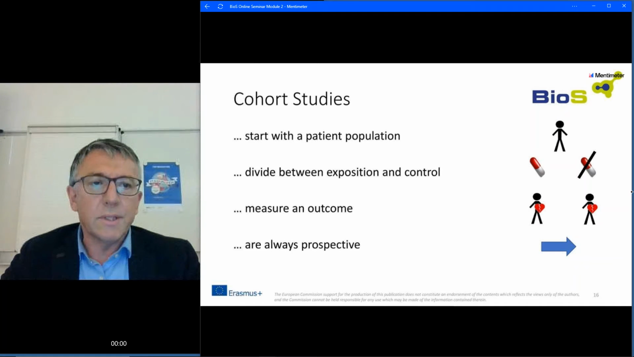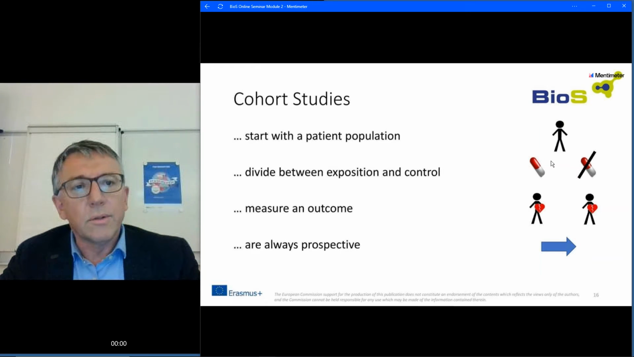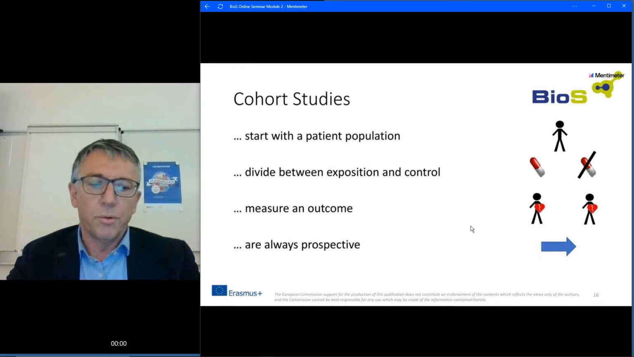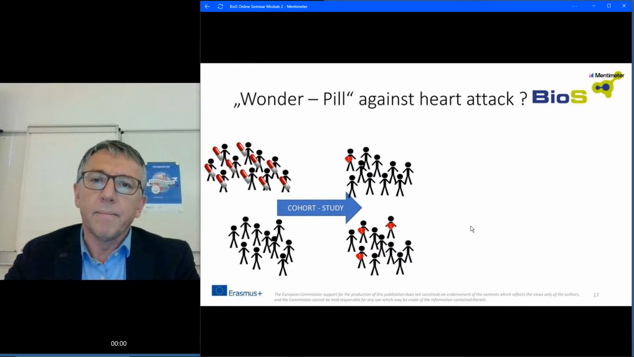And in this case, the exposition would be a drug treatment. So you have a group of people that is being treated with a drug and a group of people that does not obtain the drug. And the outcome that you measure is whether or not these individuals develop heart attack. And you control both groups. So you look for the outcome in both groups. So again, this is the example.